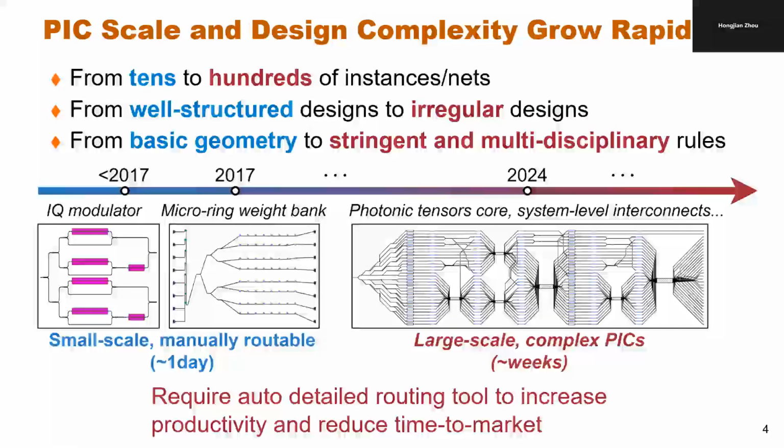But PIC scale and design complexity grow rapidly. The number of instances and nets grows from tens to hundreds, and the design goes from well-structured line modulator microring bandwidth to irregular large-scale photonic tensor cores with more and more stringent design rules, which is hardly handled by humans. Therefore, an automatic detail routing tool is needed to increase productivity and reduce time to market.